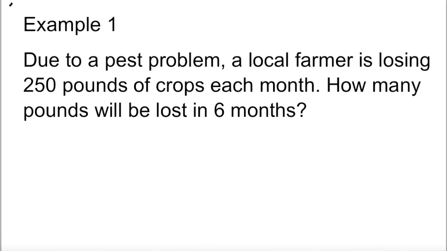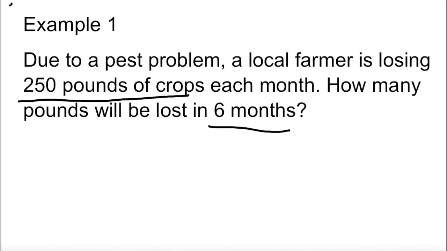The first example states, due to a pest problem, a local farmer is losing 250 pounds of crops each month. How many pounds will be lost in 6 months? Now, you can see that we're not using any phrases like the word times. We're not using phrases such as combining something or total or anything like that. All I know is that they're losing 250 pounds of crops every month, and this is happening for 6 months.